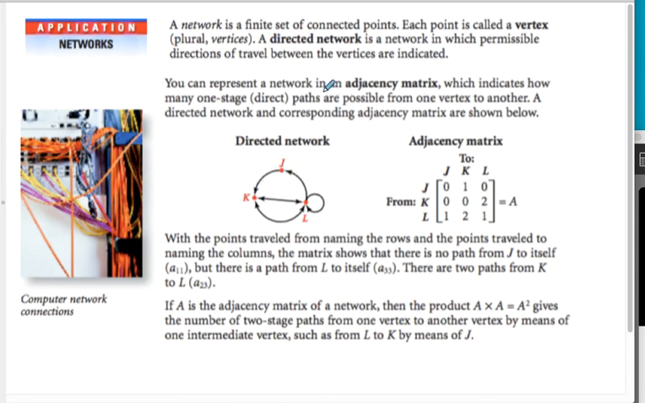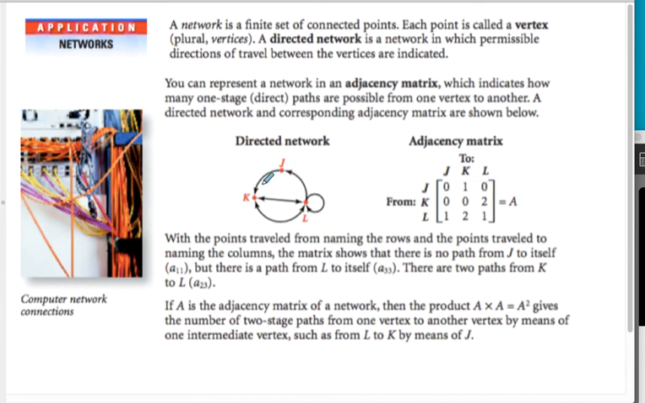You can represent a network in an adjacency matrix, which indicates how many one-stage, as in direct, paths are possible from one vertex to another. A directed network and corresponding adjacency matrix are shown below. So let's just walk through how this matrix happened, okay? So from J to J, well, if you're at J, you can't move back to J in one step, so there's no ways to do it. From J to K, well, there's one way to get from J to K, right? This is the one way to get from J to K. And from J to L, there is no way to get from J to L in one step because you're not allowed to go this way. The arrow says you're not allowed, so that's why that's 0.